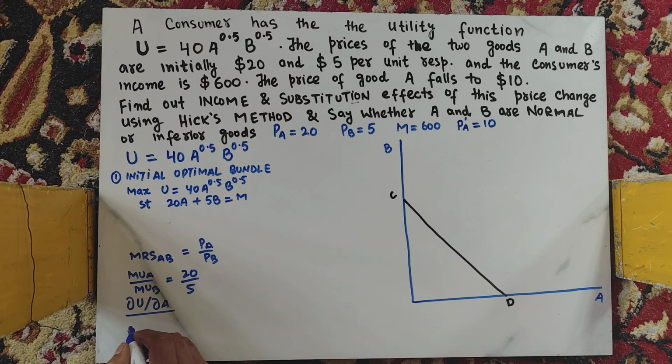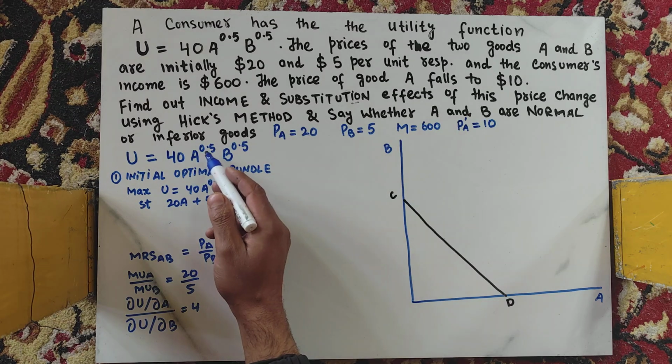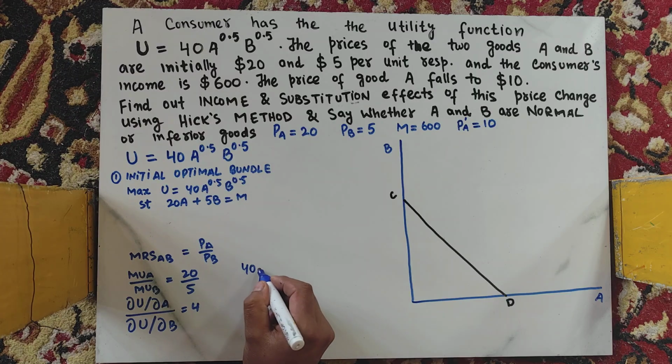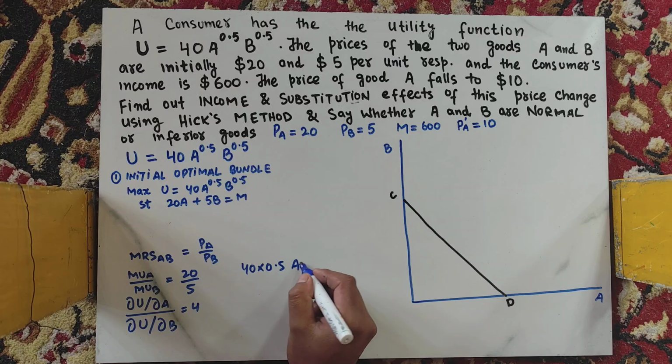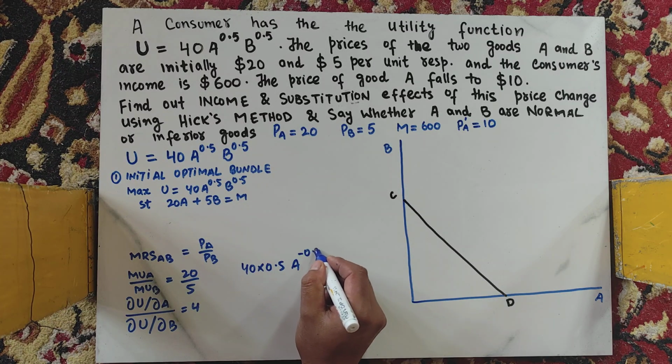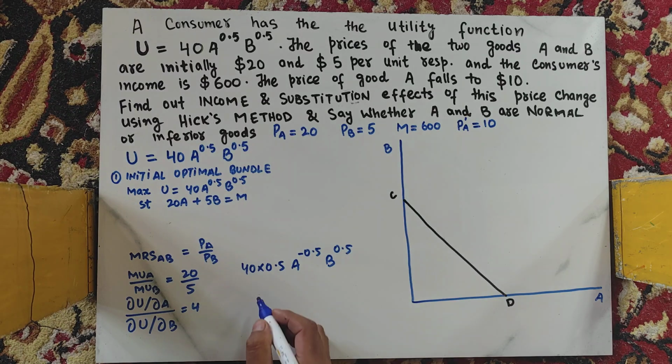Likewise, marginal utility of good B means the change in the utility due to the change in the consumption of good B, and it should be equal to 4, which is the ratio here. Now dU upon dA means the partial derivative of this function with respect to A. The exponent of A becomes the coefficient, so we have 40 times 0.5, then the exponent is subtracted by 1, so 0.5 minus 1 is negative 0.5, and B will remain the same as 0.5 because we are taking the partial with respect to A.